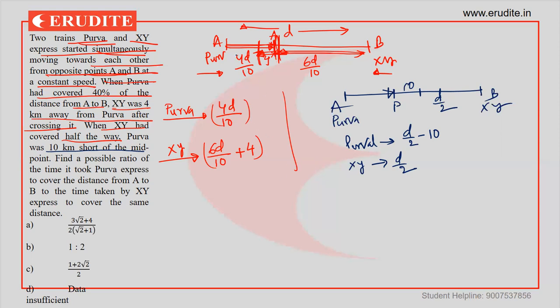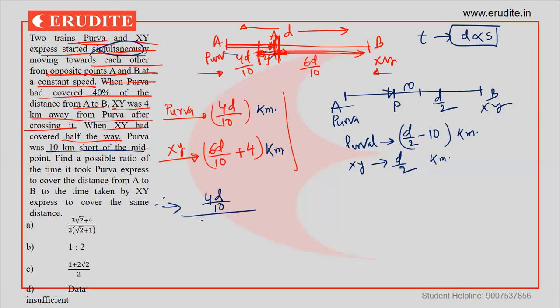Now you see, they have started at the same time simultaneously towards each other. Therefore, time of travel will be the same for both of them. And we know if time is the same, then distance is directly proportional to the speed. That means ratio of speed should be equal to ratio of distance covered. Right? So these are all distances. As the speed ratios are the same, so the distance ratios are also the same. So what's the distance ratio here? 4D by 10 upon 6D by 10 plus 4.